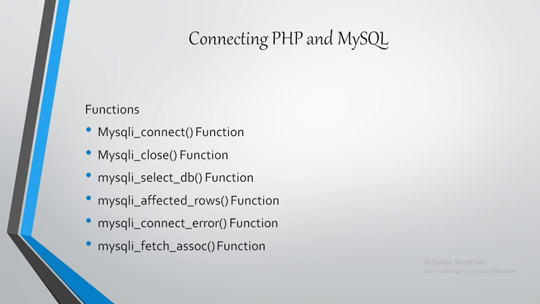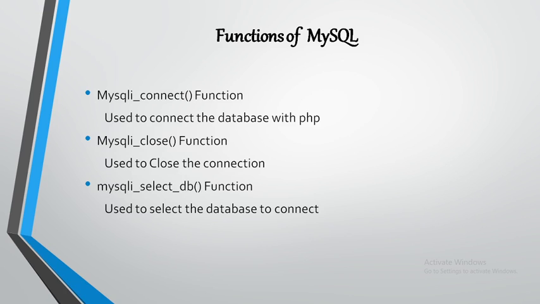Next we are going to see the functions in MySQL. Totally, they have given 6 MySQL functions in your book. The first is the MySQL connection function, second is the close function, third is the select DB function, fourth is the affected rows function, fifth is the connect error function, and the last is the fetch assoc function. Each and every function has its own purpose. Let me explain what these functions do.